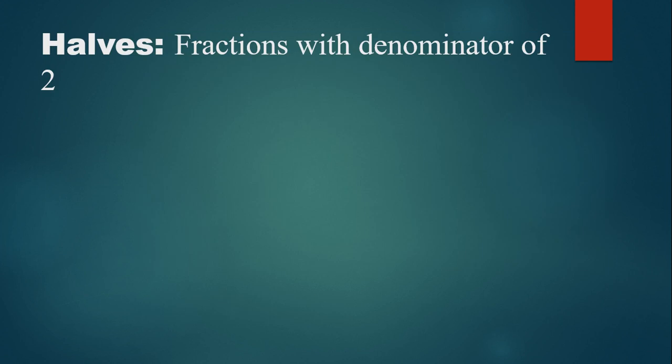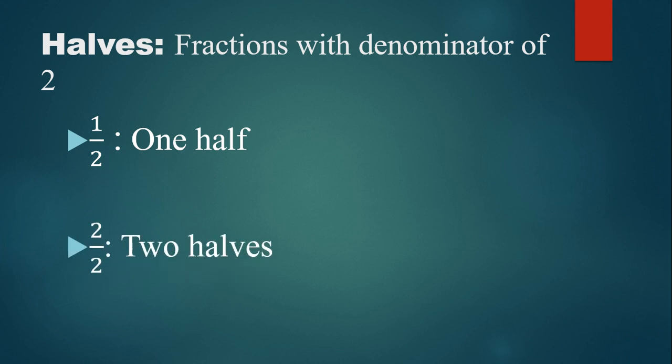Now, the first set of fractions we're going to look at, we call them halves. Halves are fractions with a denominator of 2. So every fraction with a denominator of 2 is a half. Look at the fraction on your screen. There's 1 on top and there's 2 down. So we call it 1 half. That 1 is the numerator on top, and that half is coming because the denominator is 2.